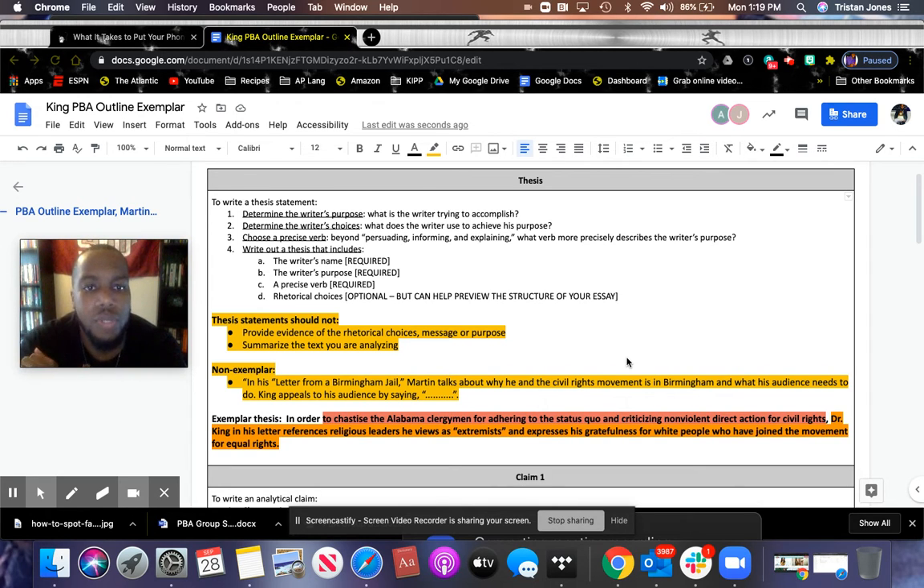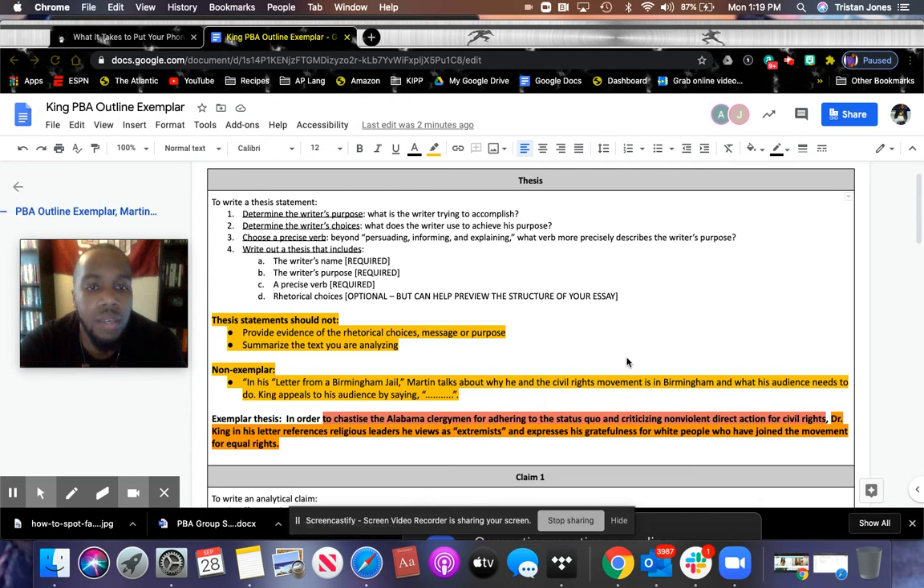Three, we need to choose a precise verb, something beyond persuading, informing, and explaining. So, what verb more precisely describes the writer's purpose? What is the most appropriate and accurate verb that you can think of that would summarize what the writer is doing at a specific point in the text to convey their message?